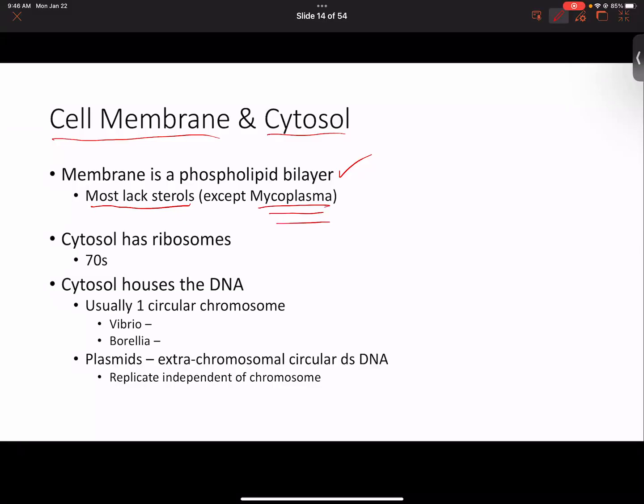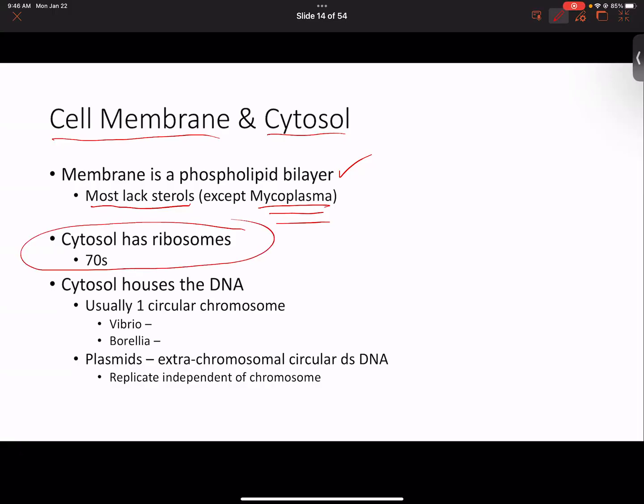The exception there again, too, is mycoplasma. Why might mycoplasma embed sterols in its cell membrane? Very good. No cell wall. So it needs something else to keep it from going kaput.